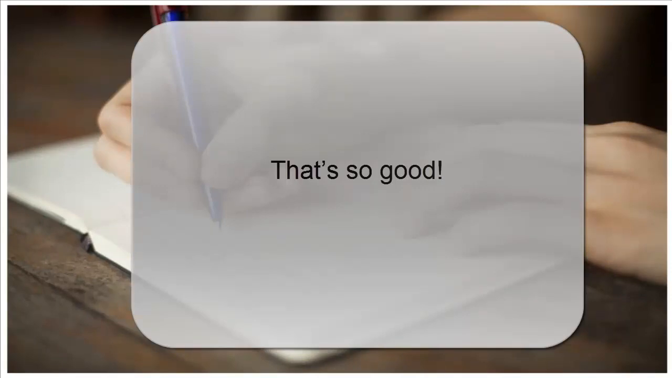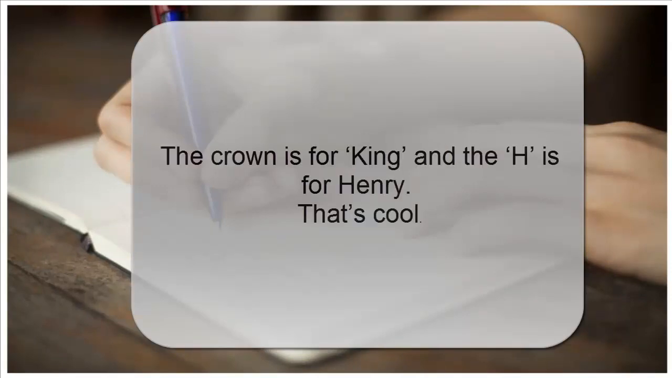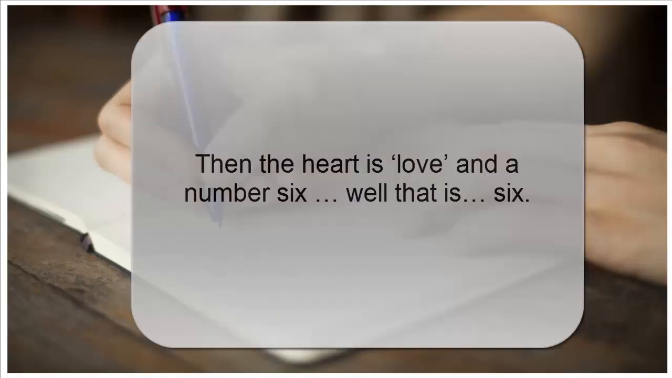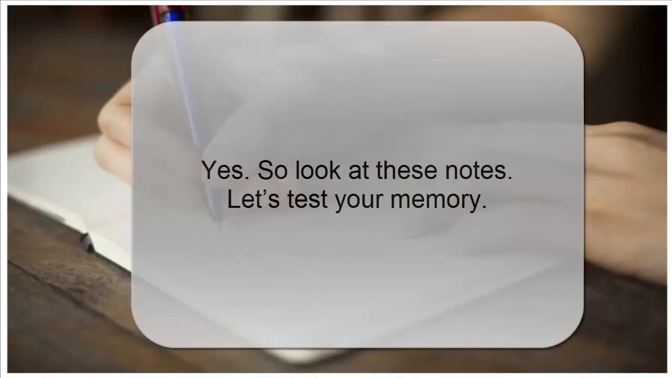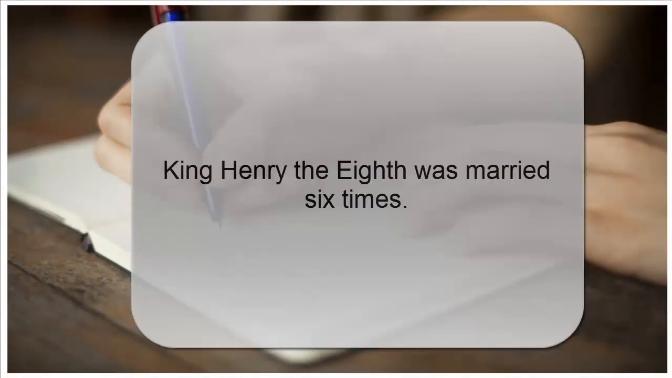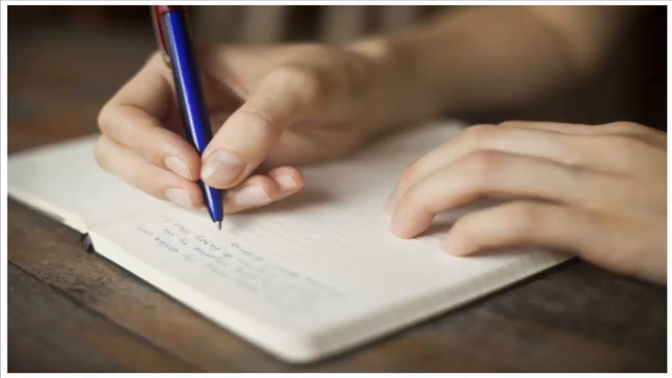That's so good! The crown is for King, and the H is for Henry. That's cool. Then the heart is love, and the number 6, well, that's 6. Yes. So, look at these notes. Let's test your memory. King Henry VIII was married 6 times.